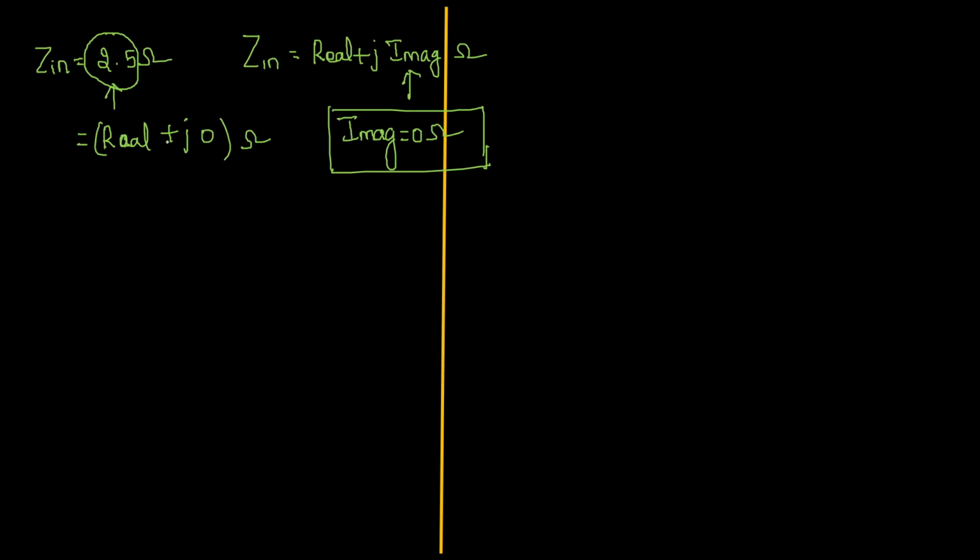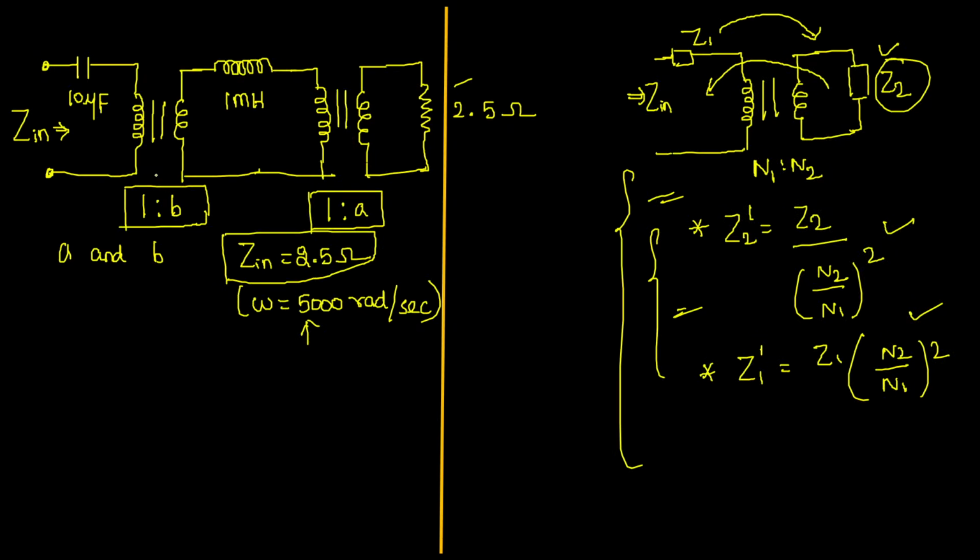A equal to 2, B equal to 0.5. Very good. Let us see. So the imaginary part is equal to 0. We understand this. Fine sir.